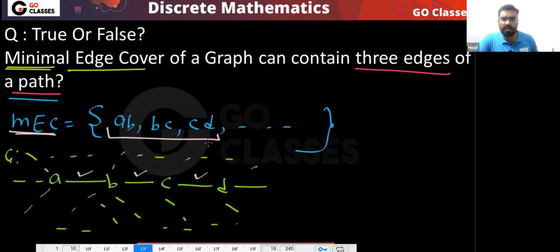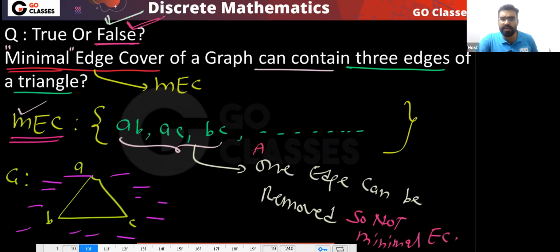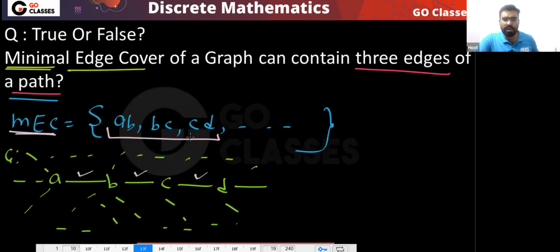What will happen here? Which edge can be removed? In the previous question, any one edge can be removed. In this question, which edge can be removed? This BC edge can be removed, right? I can remove this BC edge. See, this BC edge is not covering anything uniquely. You can remove it. If you remove it, there is no problem.